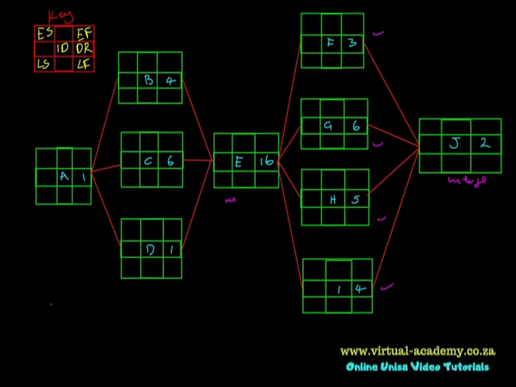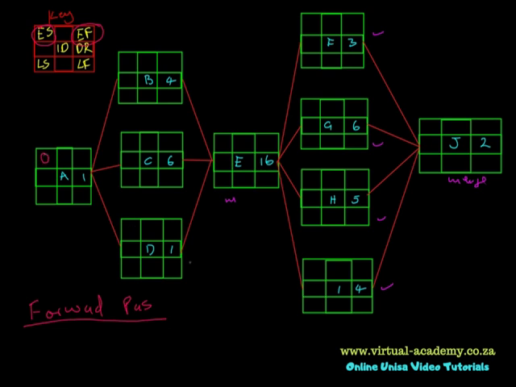So we will start off by what we call the forward pass. With the forward pass, what we are mainly concerned with is the early start and the early finish of each and every activity. Let's go to the first activity A. As a rule of thumb, the first activity's early start is always equal to 0.